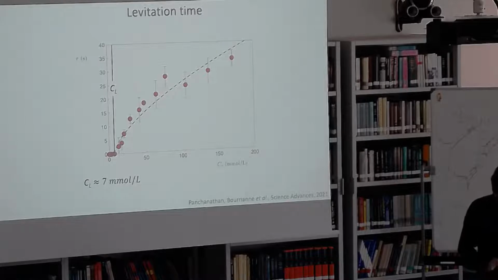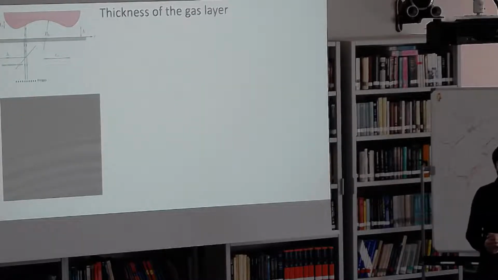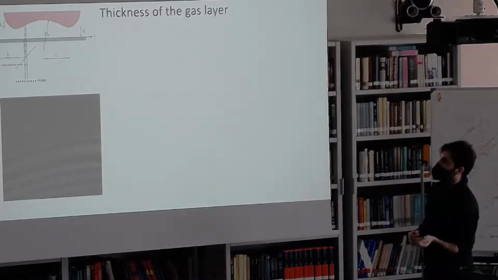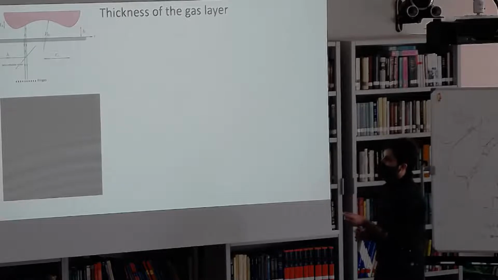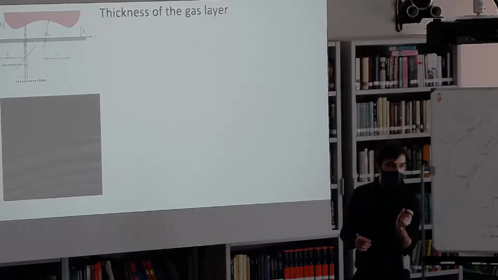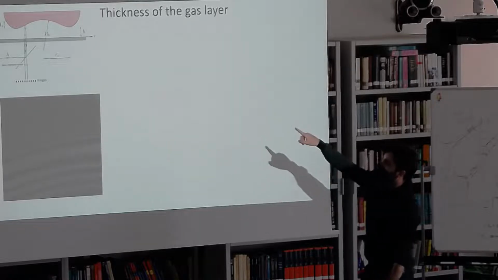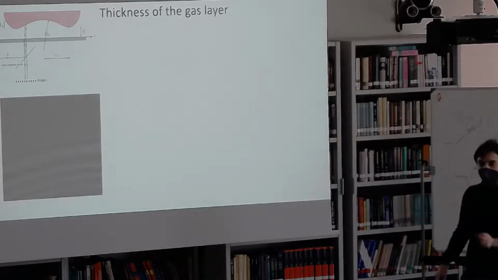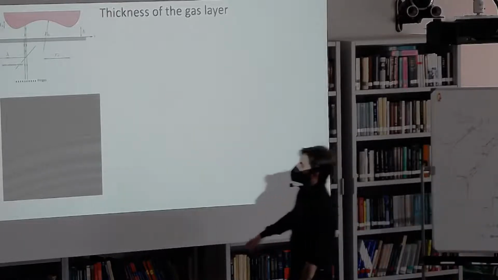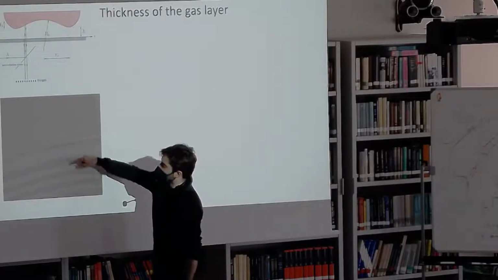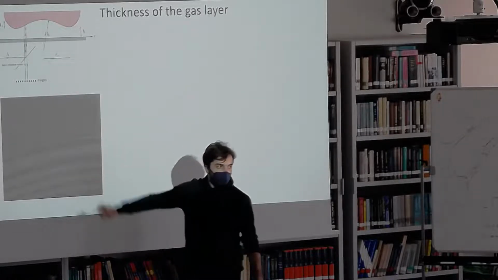But the most important thing for levitation is, of course, the thickness of the gas layer. To measure it, we use the same interferomicroscopy setup, but with a magnified view on the edge of the droplet base. You see the droplet base has a dimple inside, and if we look at the edge, we see this pattern of fringes. Here it's inside the droplet, and here it's outside the droplet.